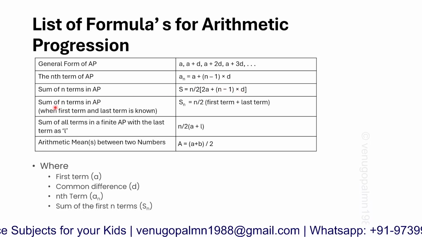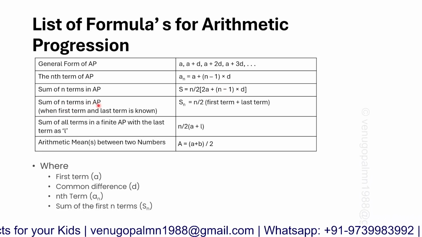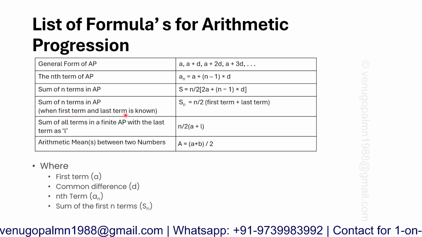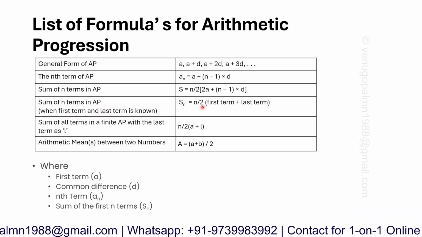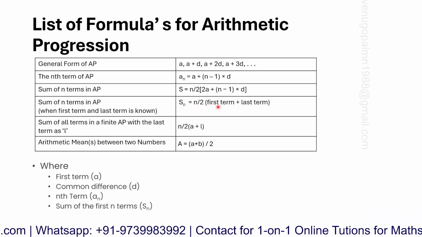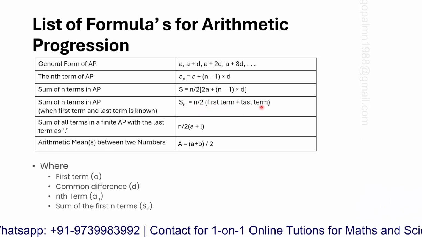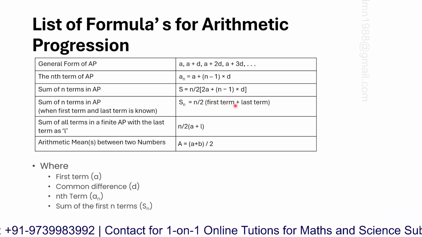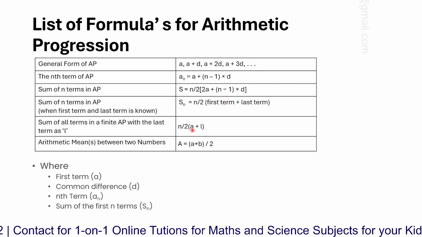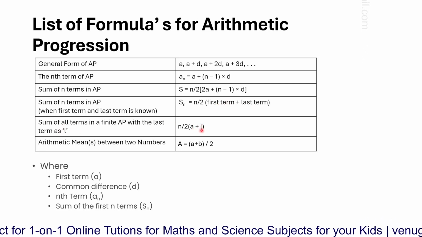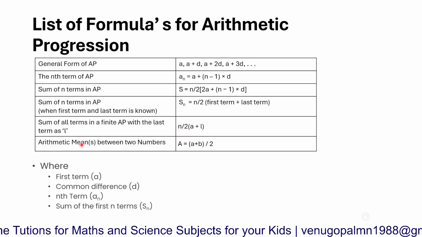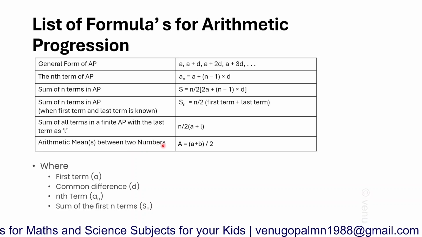Similarly, if you want to find the sum of the first n terms in an AP when you are aware of the first term and last term of your AP, then the formula is very simple. It is S of n is equal to n divided by 2 multiplied by the sum of the first term and the last term. The same formula is represented over here. a is the first term of the sequence, l is the last term of the sequence, and n by 2. Clear?